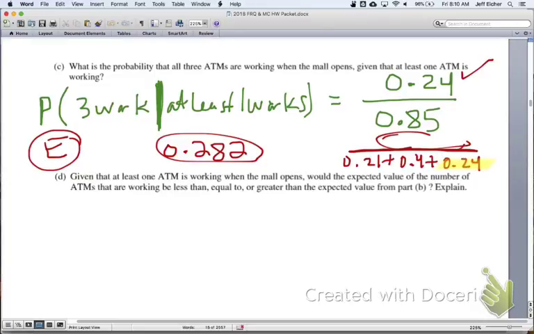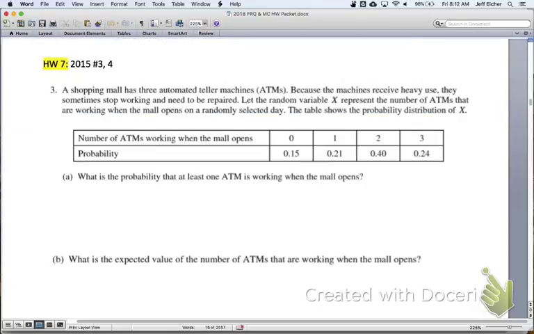Given that at least one ATM is working when the mall opens, would the expected value of the number of ATMs that are working be less than, equal to, or greater than the expected value from Part B? So in our table, when we calculated the expected value in Part B, we had all of these and we got a certain answer. So we multiplied the probability to its outcome and then added them all up.